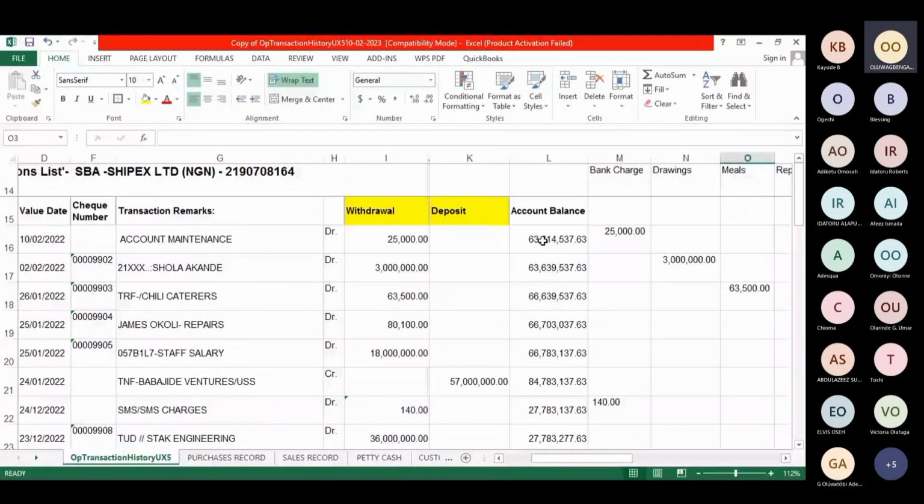So when we are moving into our trial balance, we take note that this is our balance, our cash at bank as at the end of that period.